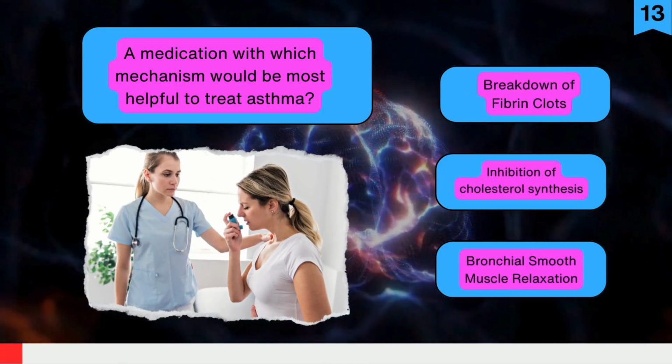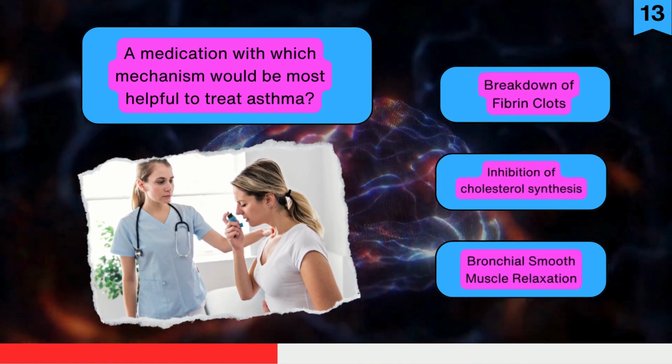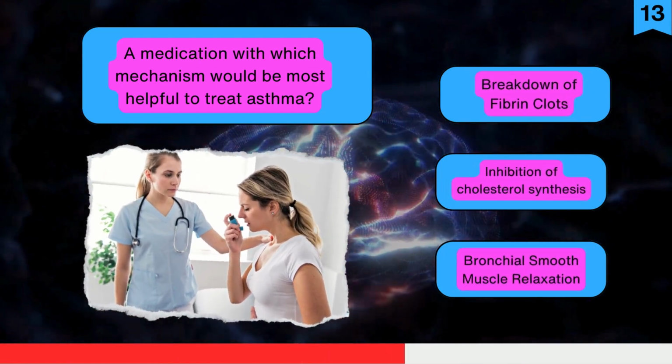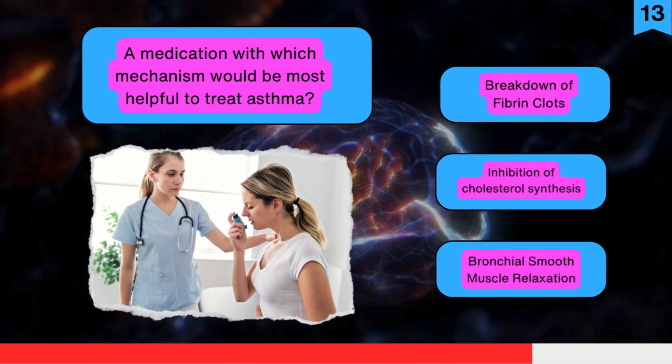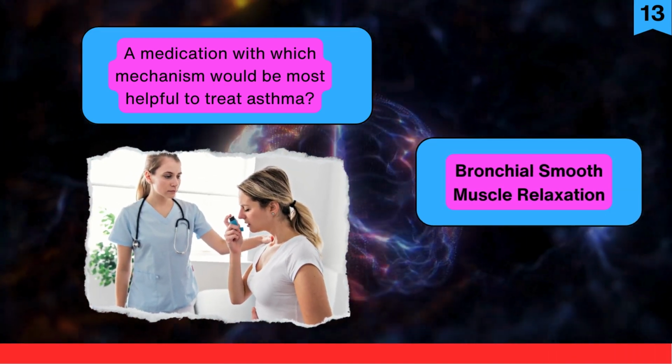A medication with which mechanism would be most helpful to treat asthma? Breakdown of fibrin clots, inhibition of cholesterol synthesis, or bronchial smooth muscle relaxation? It should relax the smooth muscles in the airway.